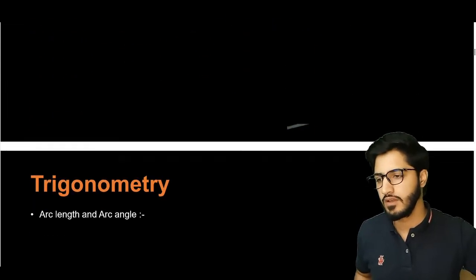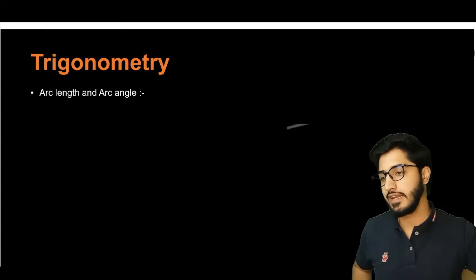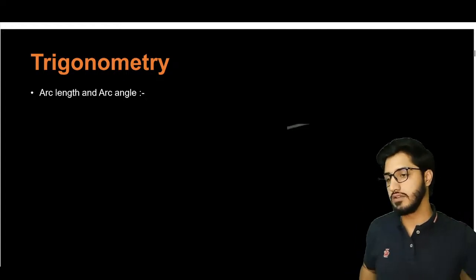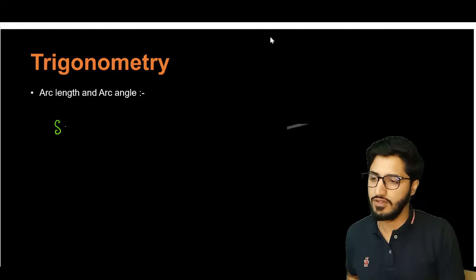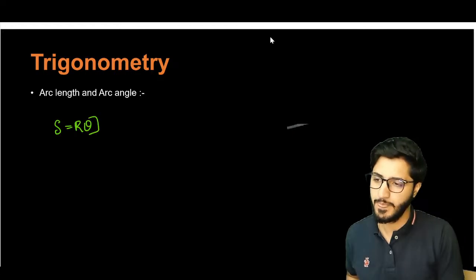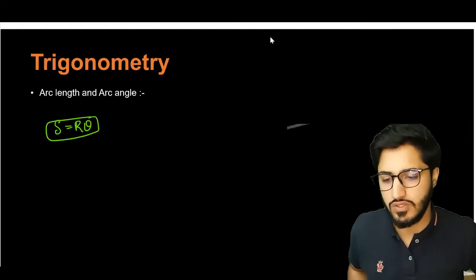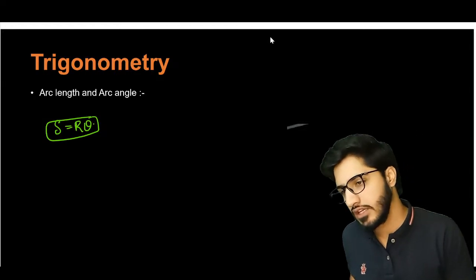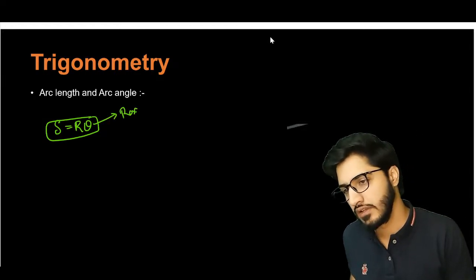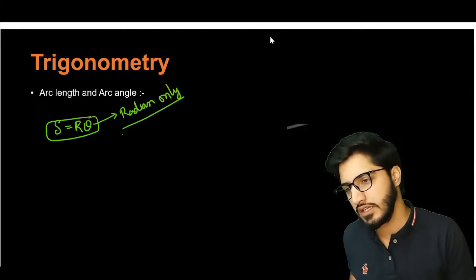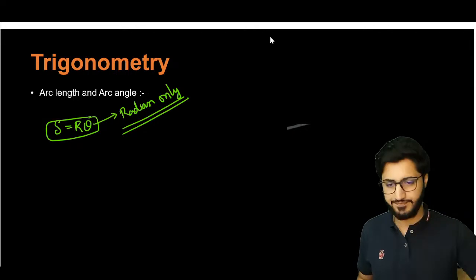Clear? Now we have a relation between arc length and arc angle. That is basically S equals r theta, but here theta should be in radian only.